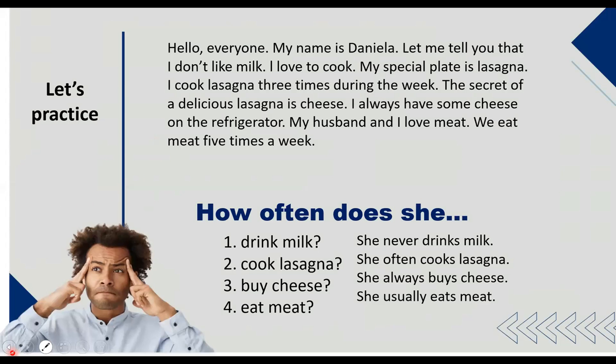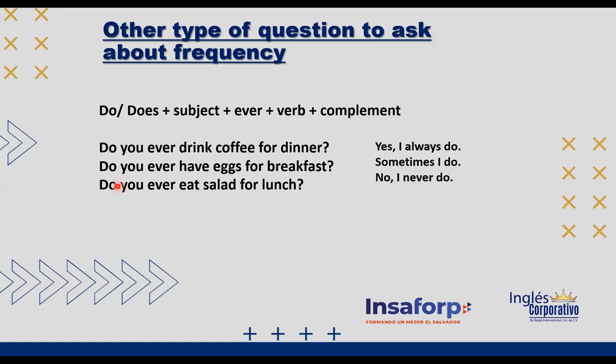En esta otra estructura sí tenemos que decir la información completa. How often, porque acá nos la pide cuando tenemos la WH word. Es una pregunta de información. Y acá es una yes, no question. Por eso podemos responder yes o no. ¿De acuerdo? Yes, I always do. Sometimes I do. No, I never do. Do you have any question?